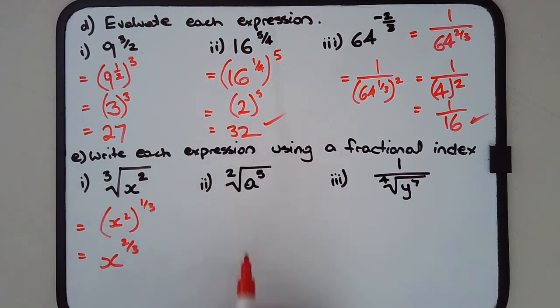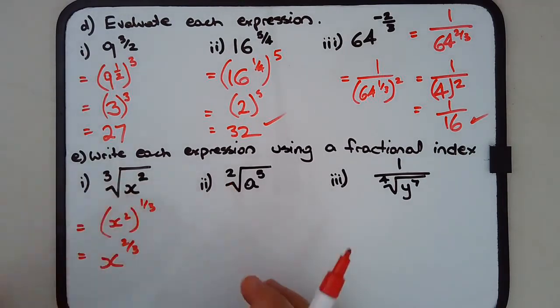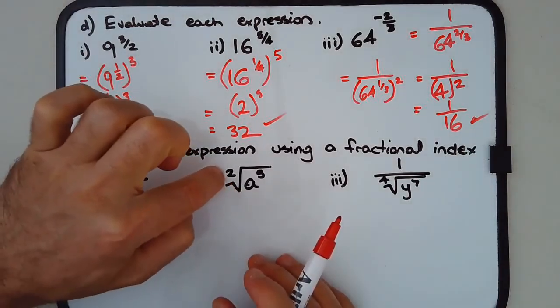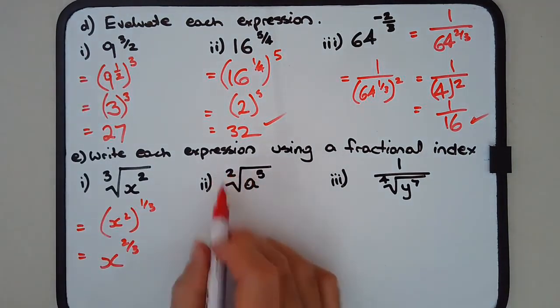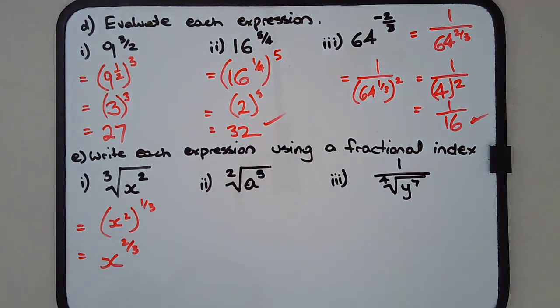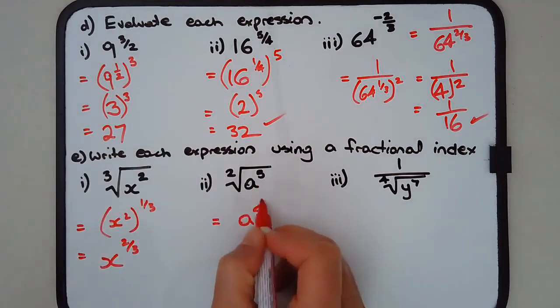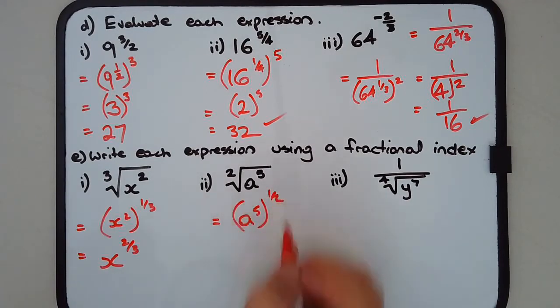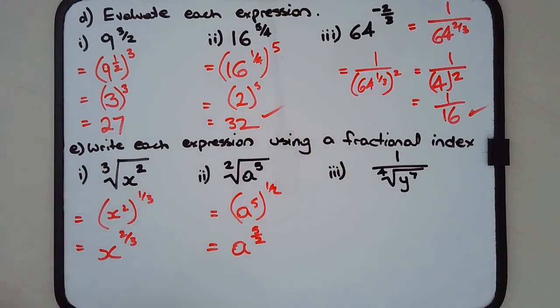What about part 2? I've got a 2 there. If you see a 2 there, what's that? That's just a square root. Square roots are the only surds where if the number's missing, if that 2 is not there, we assume it to be a square root. So this is just the same as a square root, but we don't have to show the 2. I just showed it there to show you that we need to know how to interpret one of these. Same thing. We've got a to the 5 to the power of a half. Multiply, index law number 3, multiply the indices, and we have a to the power of 5 over 2.